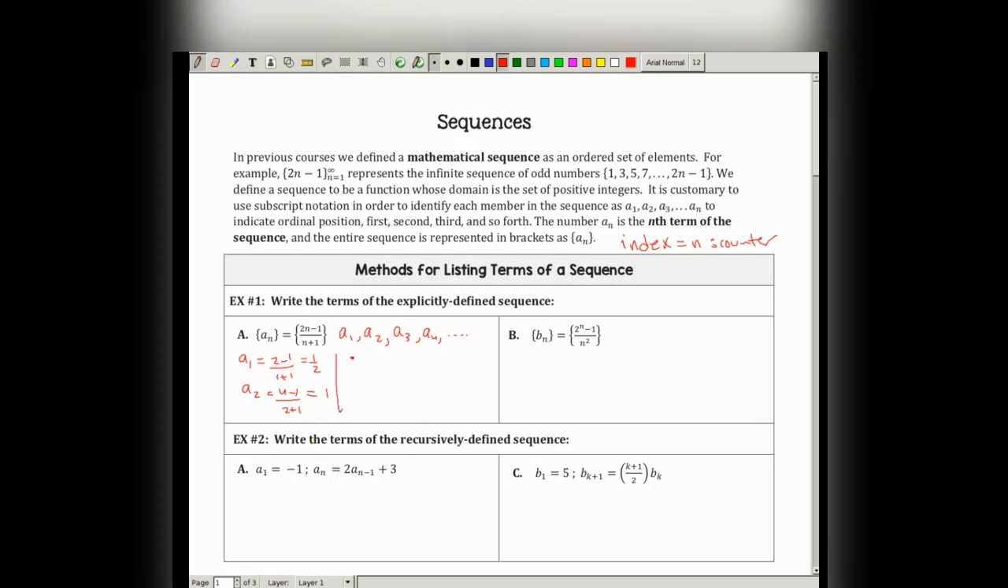See what I'm saying? Is this coming back to you guys? A3, so 2 times 3, so 6, minus 1 over 3 plus 1. So I end up with 5 over 4. And A4 would be equal to 2 times 4, 8, minus 1, 7 over 5, and so on and so forth. So the first few terms you can say are, and we write them with commas in between, 1/2, 1, 5 over 4. We don't write summation.